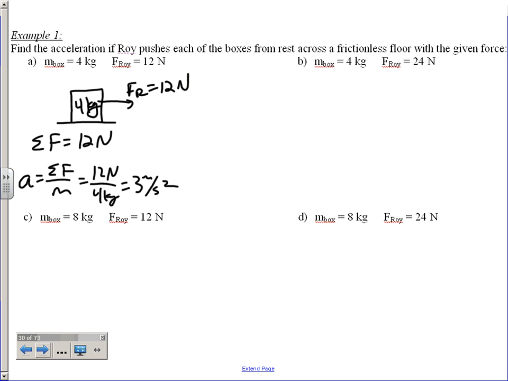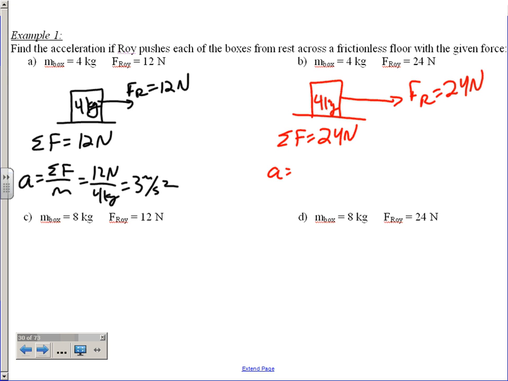All right. Now let's take a look at part B. Part B is the exact same thing, but we're pushing with twice as much force. So intuitively, what do you think is going to happen? If you push something harder, it's going to move more, right? So let's do it. 4 kilograms. Now my force of Roy is bigger. It's 24 newtons. So my net force is 24 newtons, which means when I find my acceleration, I'm going to get 6 meters per second squared, right?